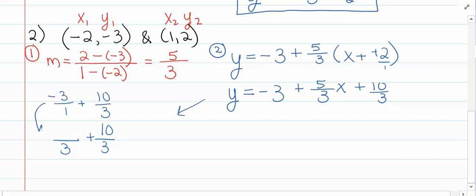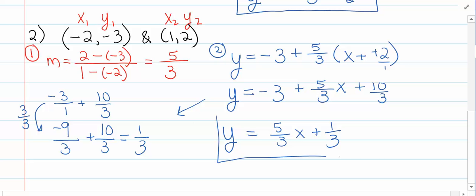So that means I'd have to multiply this by 3/3, so I'm going to get -9. So I'm going to get 1/3. So y equals 5/3x plus 1/3. Okay, if you get stuck with the fraction part, let me know and I can try to help you out. Or if you have any other questions, you can always ask me.